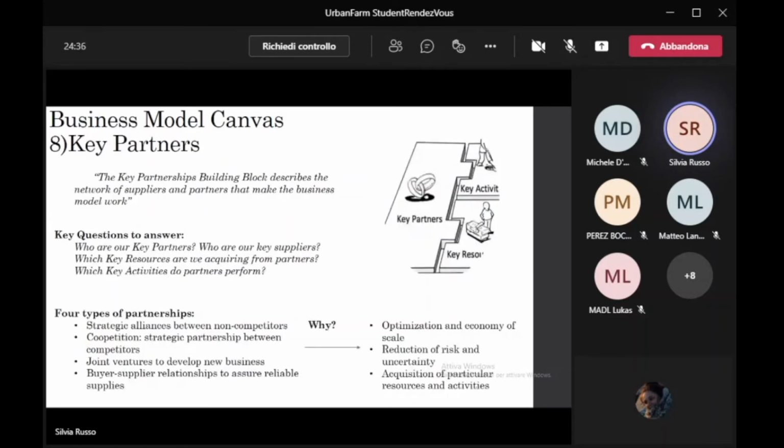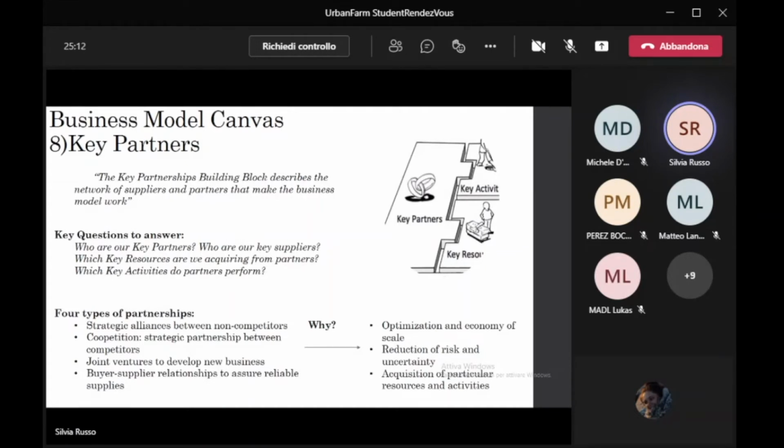To carry out the activities, the company also needs a partner. The key partnership building block describes the network of suppliers and partners that make the business model work. We can answer some key questions, for example: who are our key partners, who are our key suppliers, which key resources are we acquiring from partners, and which key activities do partners perform?